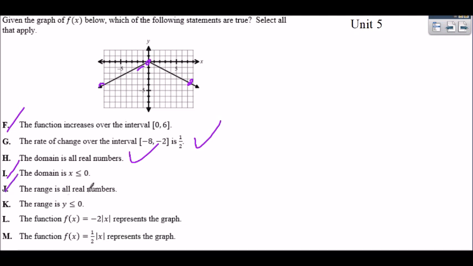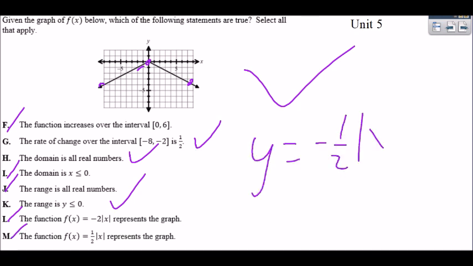Range is anything smaller than 0. 0 down, so that's true. And then if it has a rate of 1/2, it cannot be -2, so that's off the table. And then positive 1/2 would mean that it opens up, so that's not it. Our equation should have looked something like -1/2 absolute value of x.